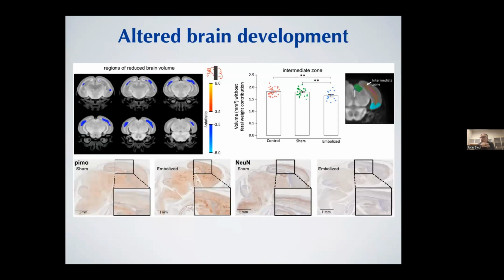And so we went on to ask, well, what are the implications for the brains in these mice? And so we used the same deformation-based analysis that we saw in the earlier talks in connection with the cancer models, where we asked what parts of the brain are either morphologically bigger or smaller as a consequence of this exposure. And we were quite interested to see that the main difference was a reduction in the volume of the part of the brain called the intermediate zone.